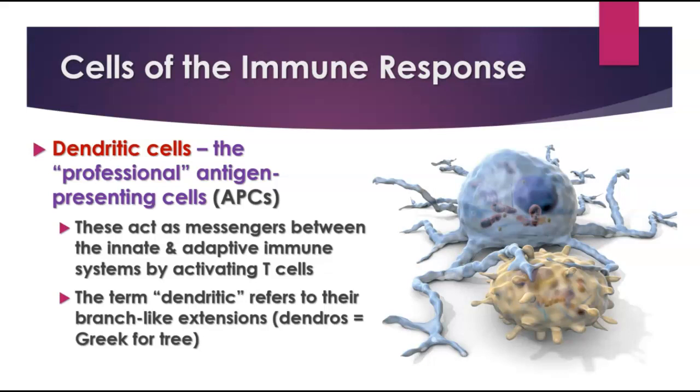The term dendritic comes from the fact that they have all these branches sticking off of them. Dendros is the Greek word for tree, and so dendritic refers to usually something like a tree or tree branches. So you can see the branches here extending off the sides of the cell.